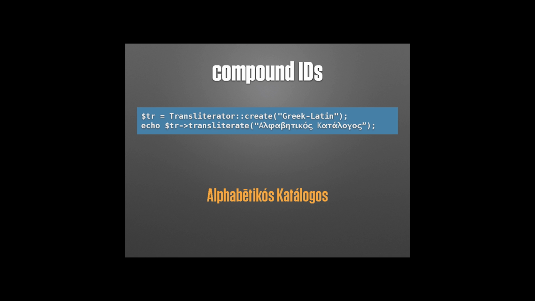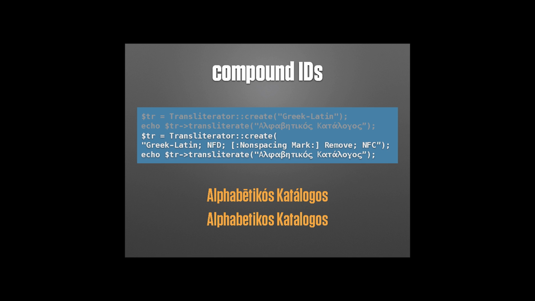Compound IDs. Let's say we have Greek to Latin, and we give it this Greek phrase, and it gives us back the result. But we don't really want accents. Accents are confusing. We just want base characters, right? There's a way to do that, even though it's not built into this transformer. We can say something like this: Greek to Latin first, then decompose it into base characters and combining ones, the accents. Then this is a filter: for any non-spacing mark, which are the accents, remove them, and then compose it back into one character. When it runs through this, it gives you back the result here.